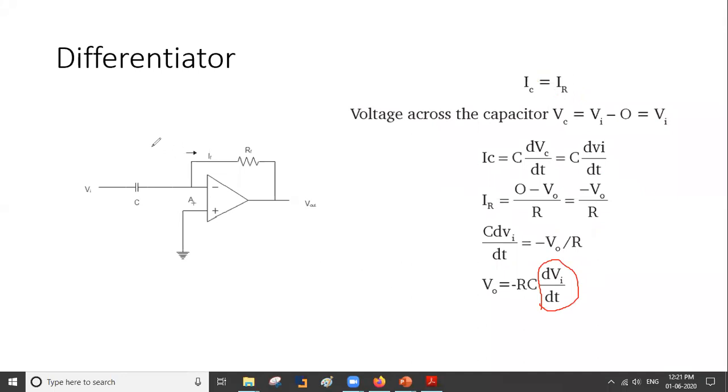The main application of the differentiator circuit is that if we give a triangular waveform here, it can produce a square waveform as output. So in function generators, we use the operational amplifier as an integrator and differentiator. We use a differentiator to convert a triangular wave to a square waveform, and we use integrator circuits to convert a square waveform into a triangular waveform. So these are the op-amp applications.